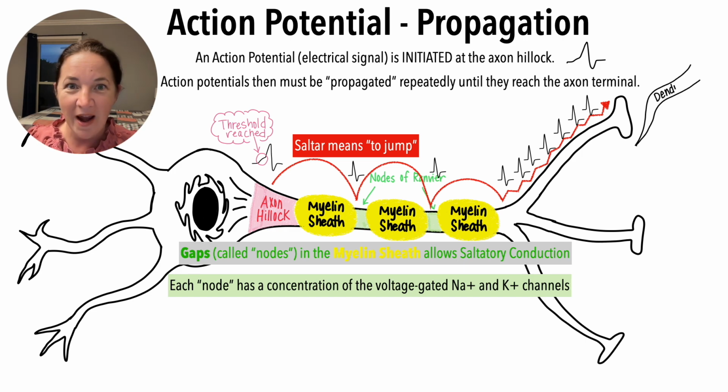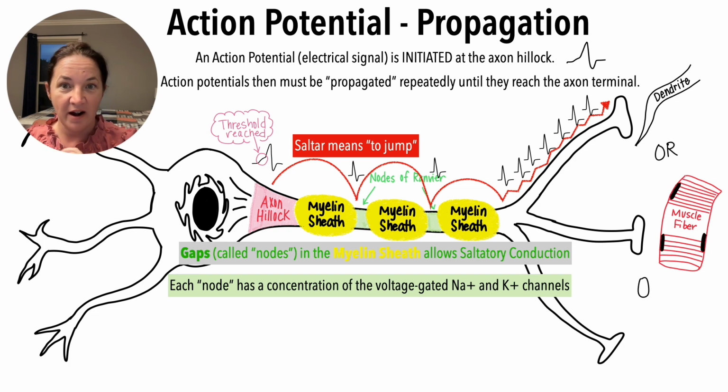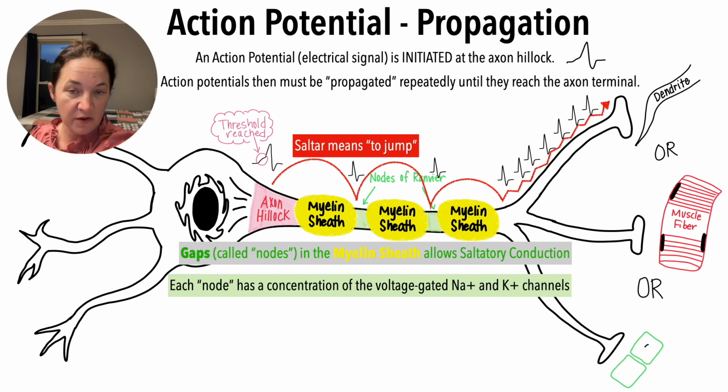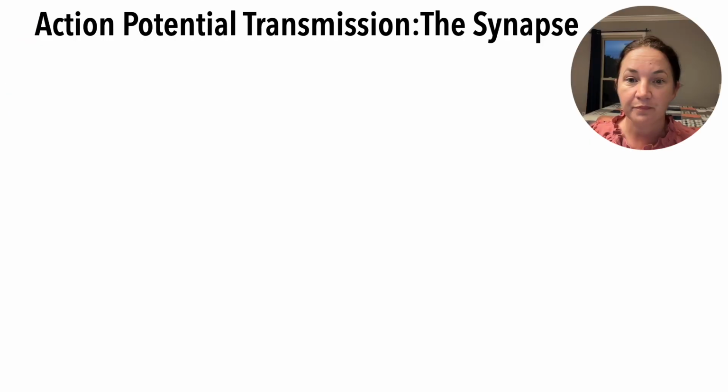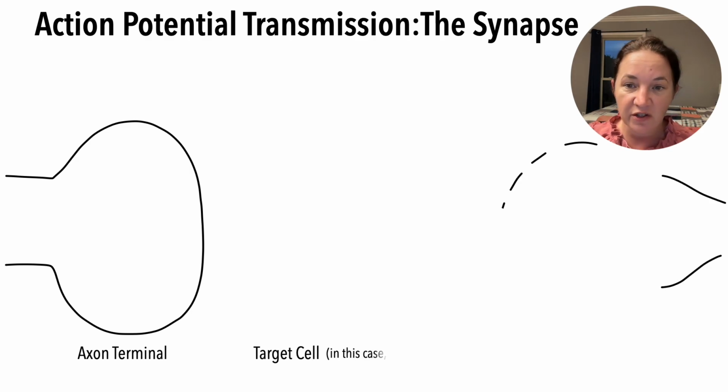And then what's waiting at the end? Well, you could have a dendrite waiting, so another neuron. You could have a muscle fiber waiting, and then whatever it's released onto is going to cause a muscle cell to contract. Or it could be a gland, and maybe it will make sweat be released or saliva be produced or something like that. So in this picture, I'm drawing just the axon terminal and the target cell.